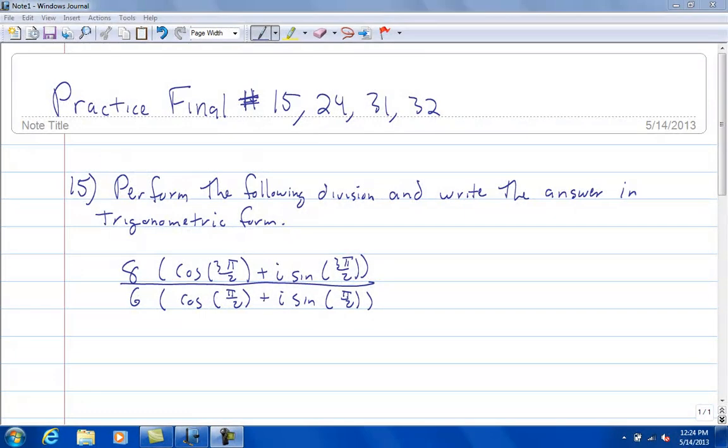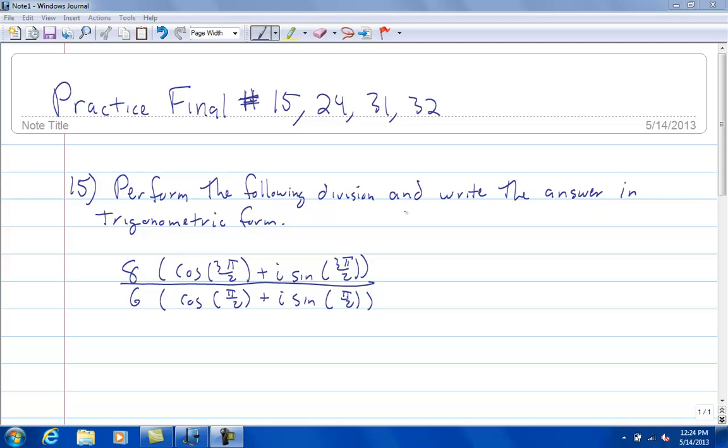I wanted to do some last minute problems here that someone asked about. So this is from the practice final. I want to look at 15, 24, 31, and 32. So 15 says perform the following division and write the answer in trigonometric form.